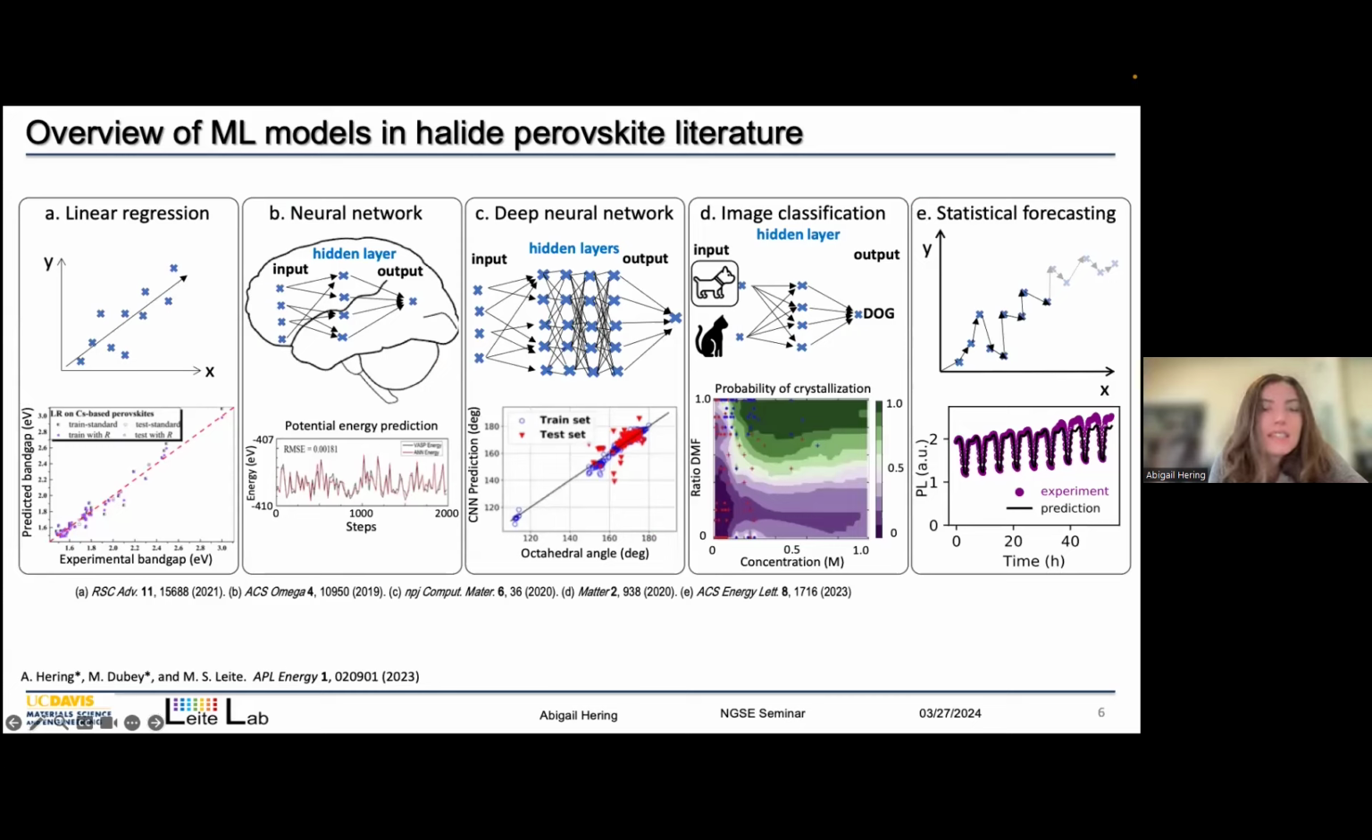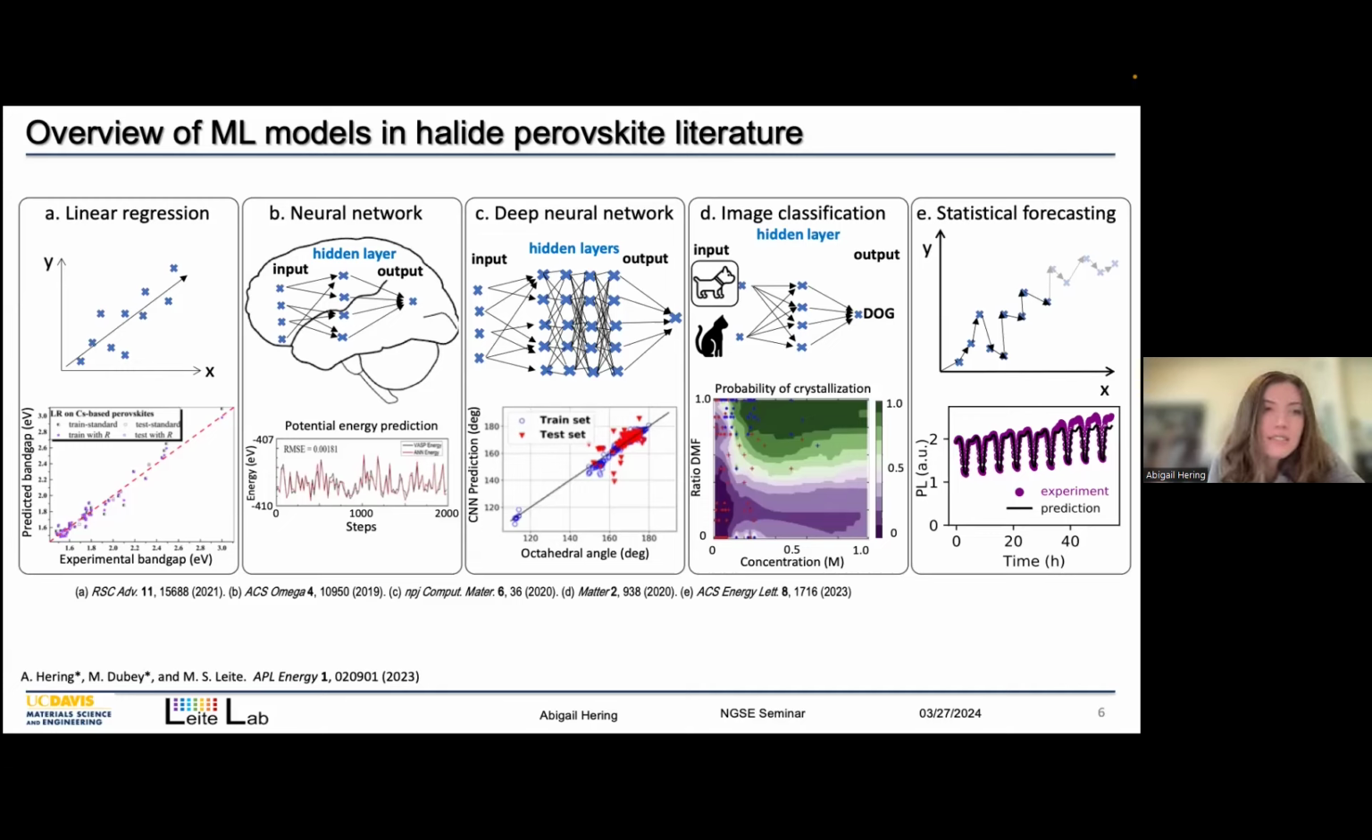And in this example, the band gap of cesium-based perovskites is predicted with just a simple linear regression model. And we can achieve pretty high accuracy with just linear regression. However, some data does not follow a linear trend. It will need a more complicated model in order to get higher accuracy.